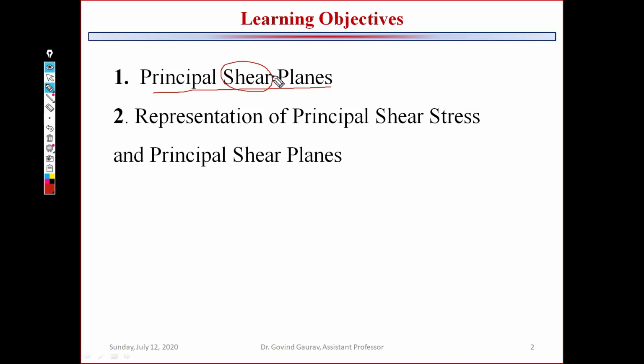In a particular plane we can have either the values of the normal stresses or the values of the shearing stresses. In the last section we calculated the maximum values of the normal stresses. In this section, we will calculate the maximum values of the shearing stresses that are acting on particular planes. Thereafter, we will move on to the representations of the principal shear stresses and the principal shear planes, and how we can represent them.